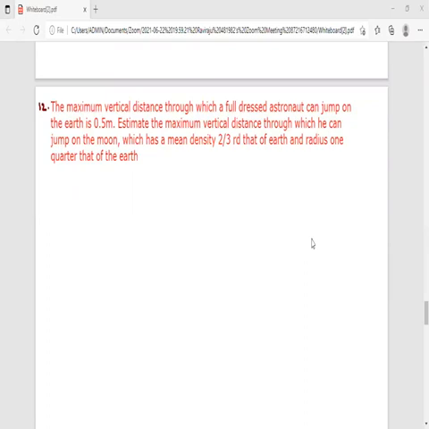If the same person, with the same energy, wants to jump on the Moon, of course the different factors were given. The mean density is changed, and the radius of the Moon is different from the Earth's radius. So in that particular case, they're asking for the maximum height he can jump. In both cases, the energy he can utilize is the same. How much energy can he utilize? That is mgh, potential energy. With the certain height he is jumping, that is the maximum energy he can utilize.